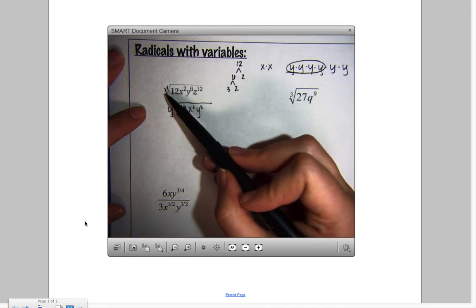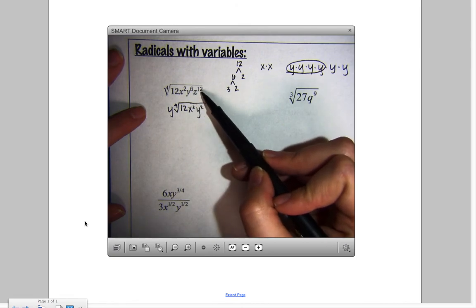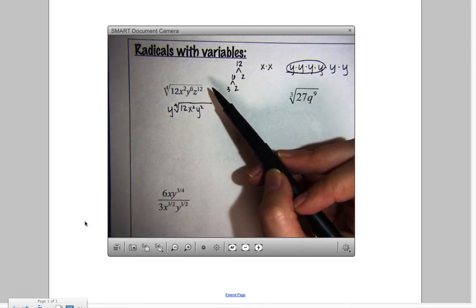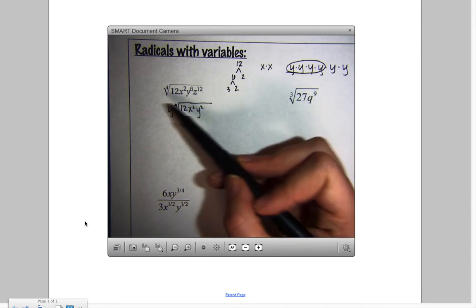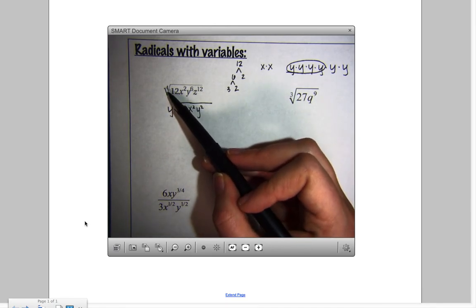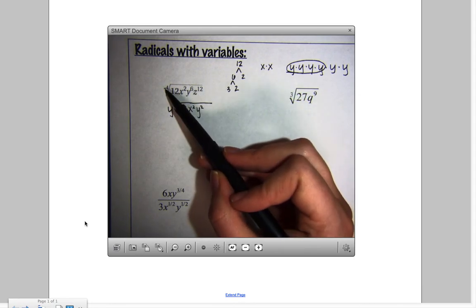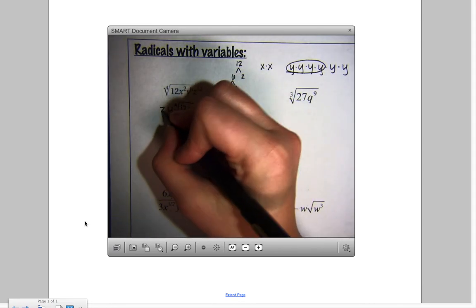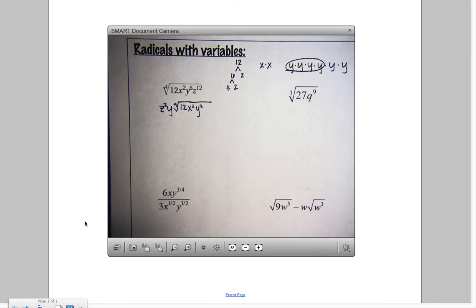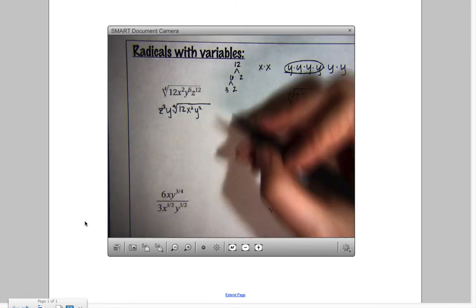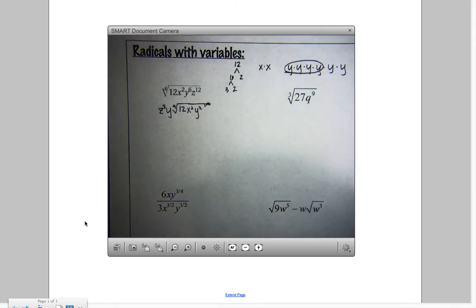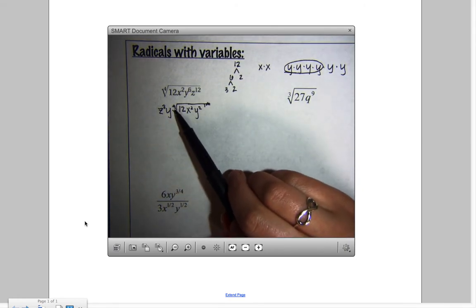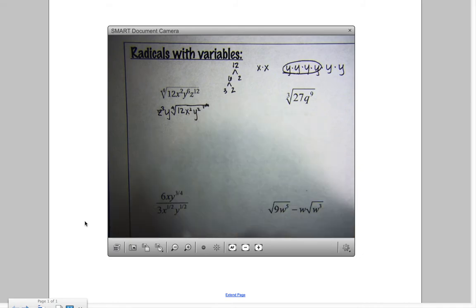The last one is the fourth root of z to the 12th. Now let's think about this instead of writing it out. Z to the 12th is z 12 times. There are 3 groups of 4 in there, because 12 divided by 4 is 3. So you're going to take out a z cubed. So that means there's no z's left. So this would be your final answer: z cubed times y times the fourth root of 12 x squared y squared.